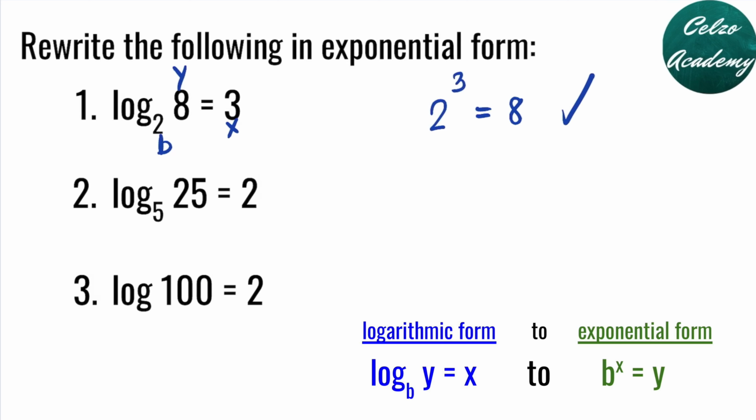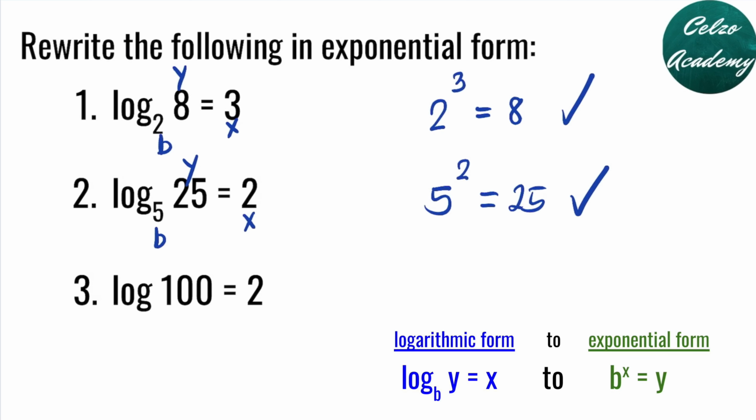Question 2. Log base 5 of 25 equals 2. This means our b is 5, our y is 25, and x is 2. Writing this in exponential form, our base is 5 to the power of x, that's 2, is equal to y, which is 25. And of course, 5 squared is equal to 25.